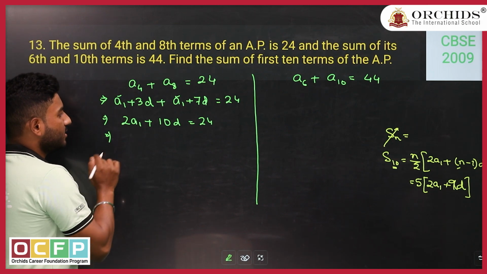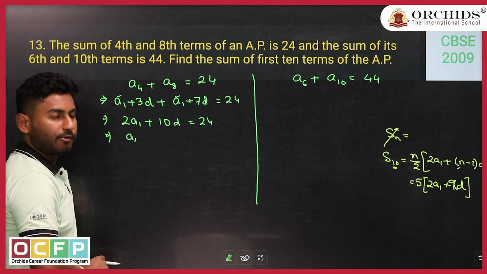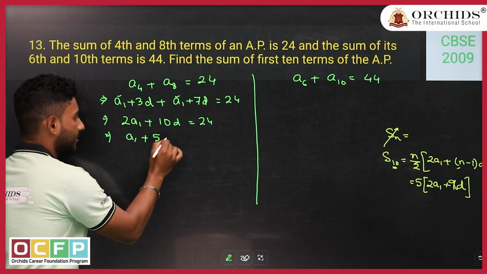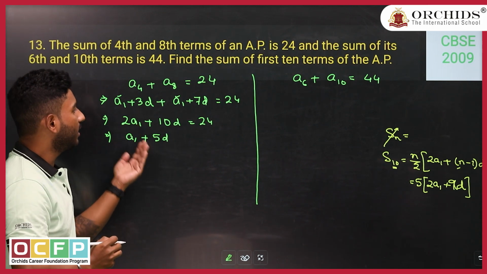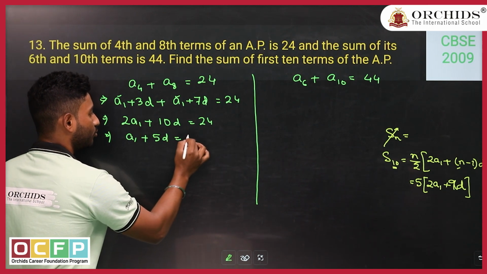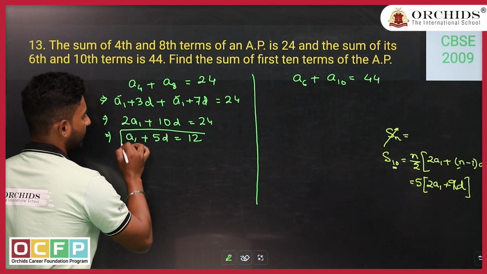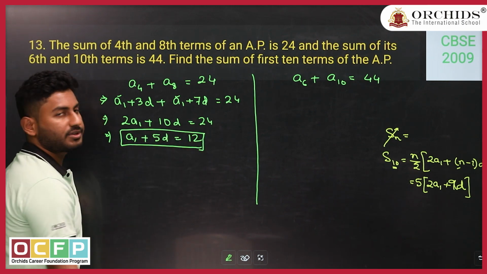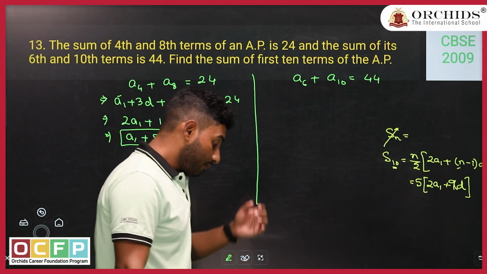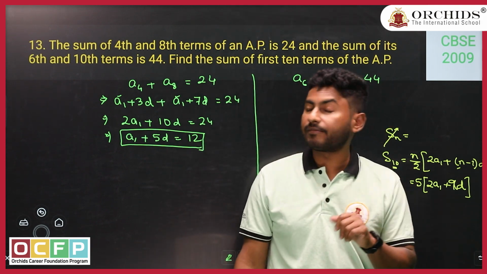Can I take 2 common? Yes, I can take. If I take 2 common, I will get A1 plus 5D. Bring it this side. 24 by 2, 12. Fine. We have got one equation here. What do we have got? We have got A1 plus 5D is equal to 12.